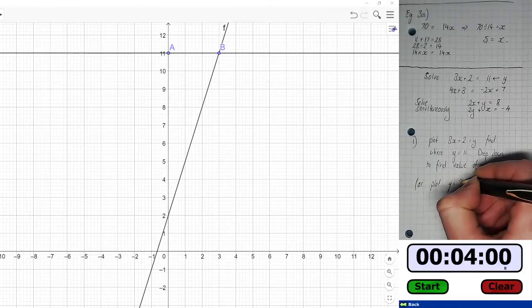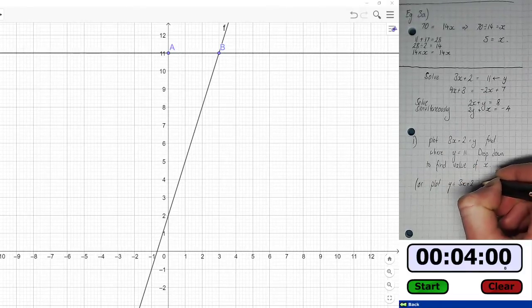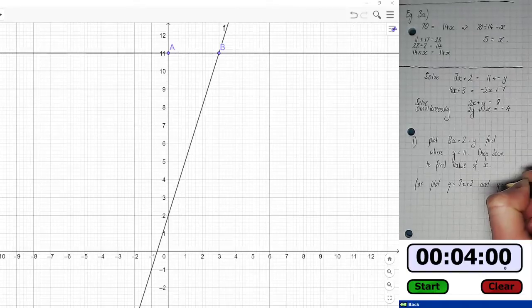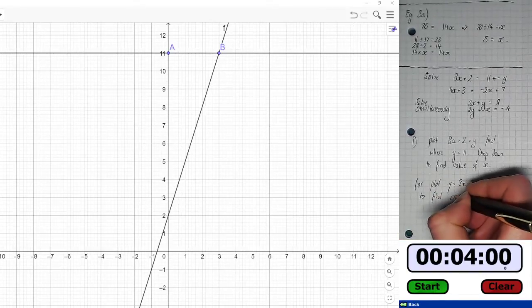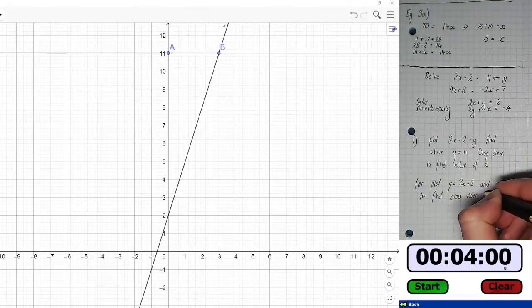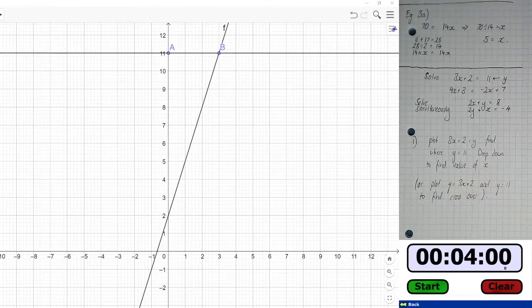So plot y equals 3x plus 2 and y is equal to 11 to find the crossover. And this idea of equations crossing over one another is the thing that we are looking for when it comes to solving equations using graphs.